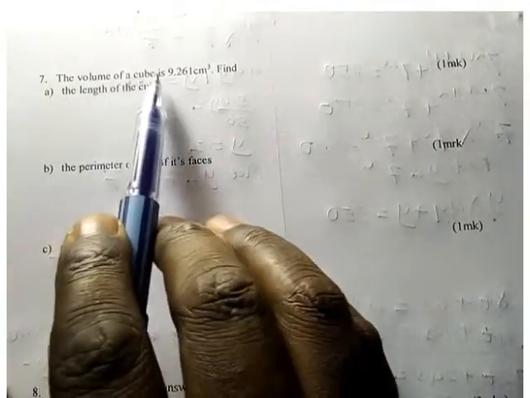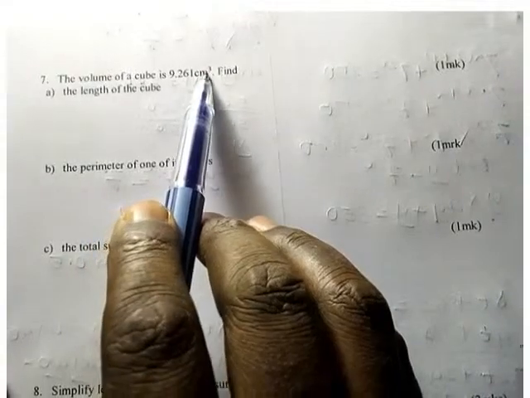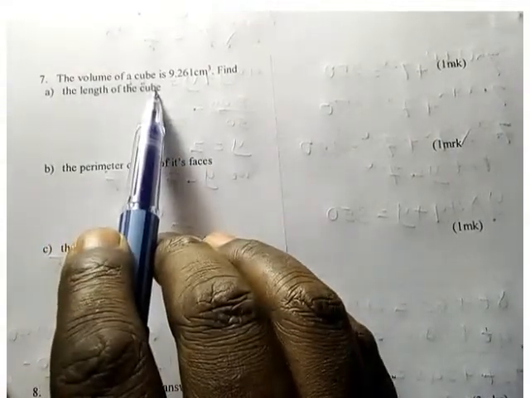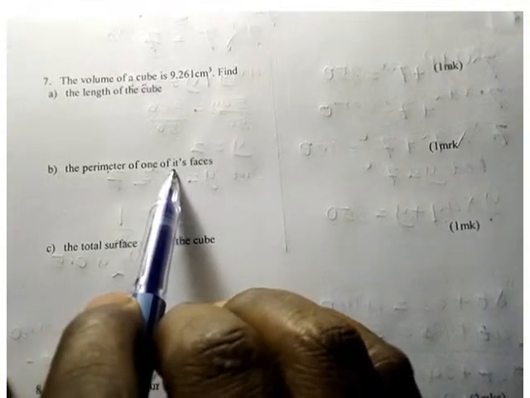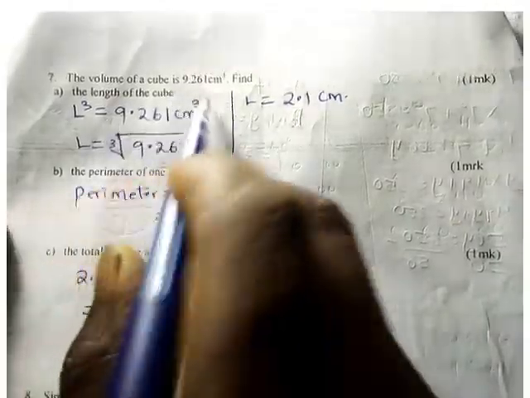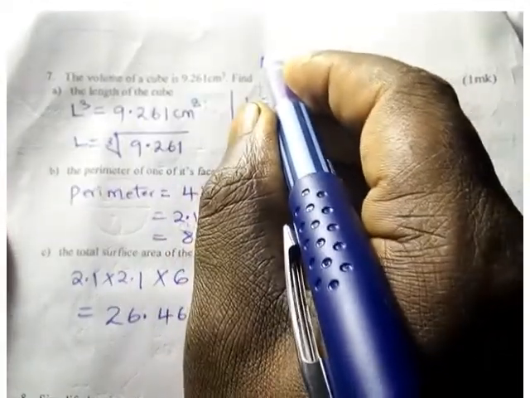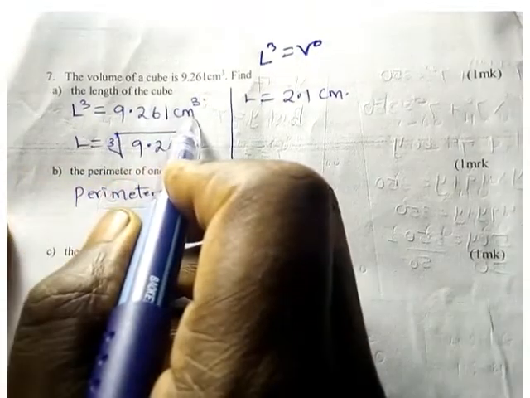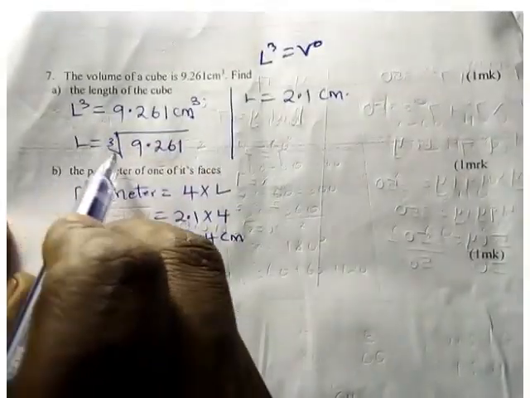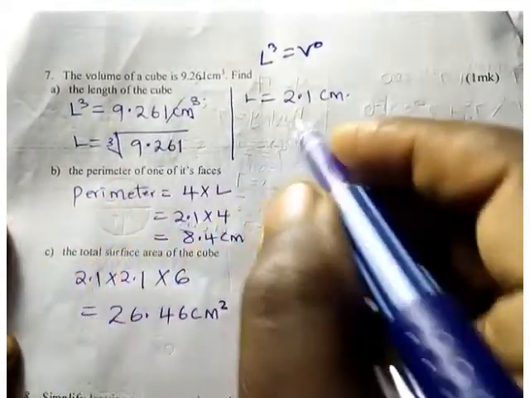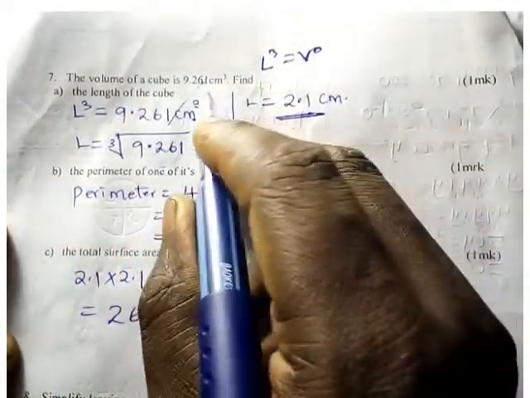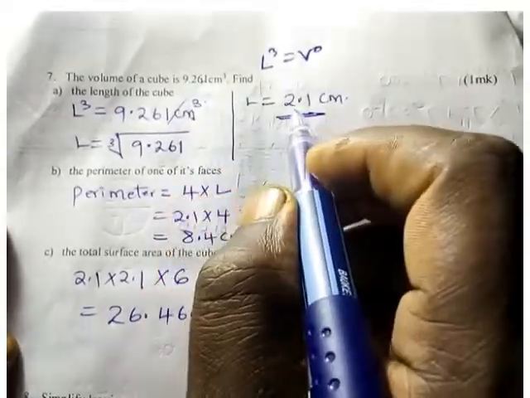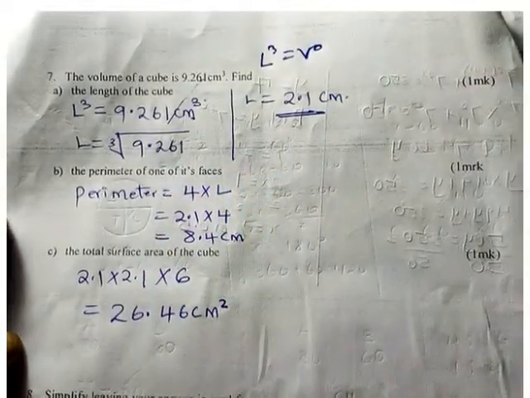The volume of a cube is 9.261 centimeters cubed. Find the length of the cube, the perimeter of one of its faces, and the total surface area of the cube. So we know the volume of a cube is length raised to power 3. So L raised to power 3 is equal to the volume. To get L, you find the cube root of this volume, and the cube root is 2.1. So one side is 2.1 centimeters. That is the length of the cube.